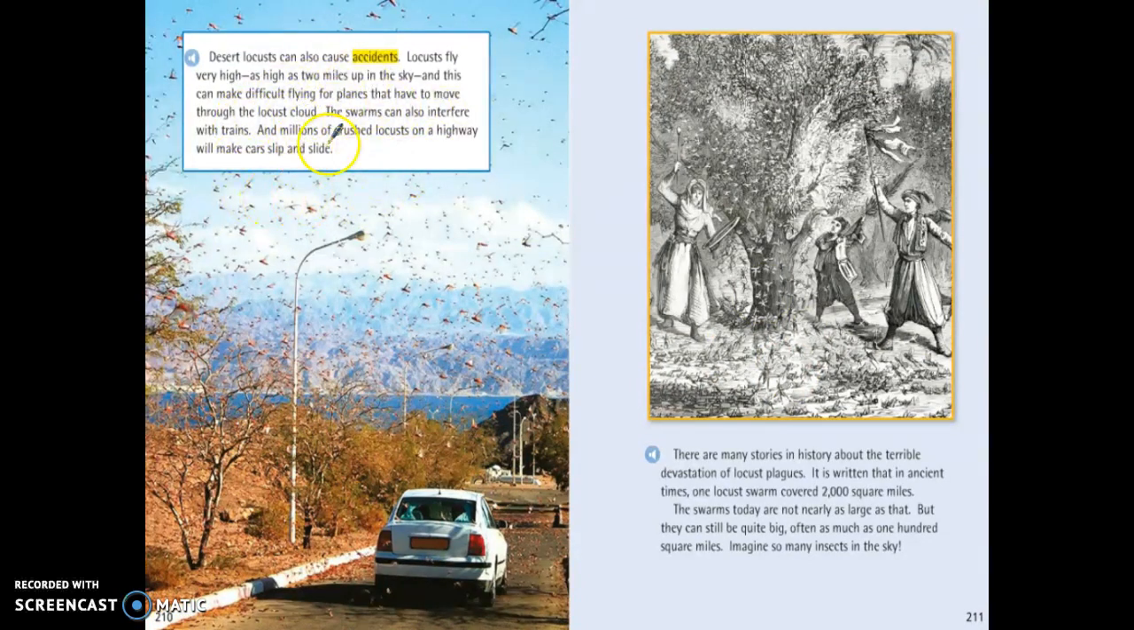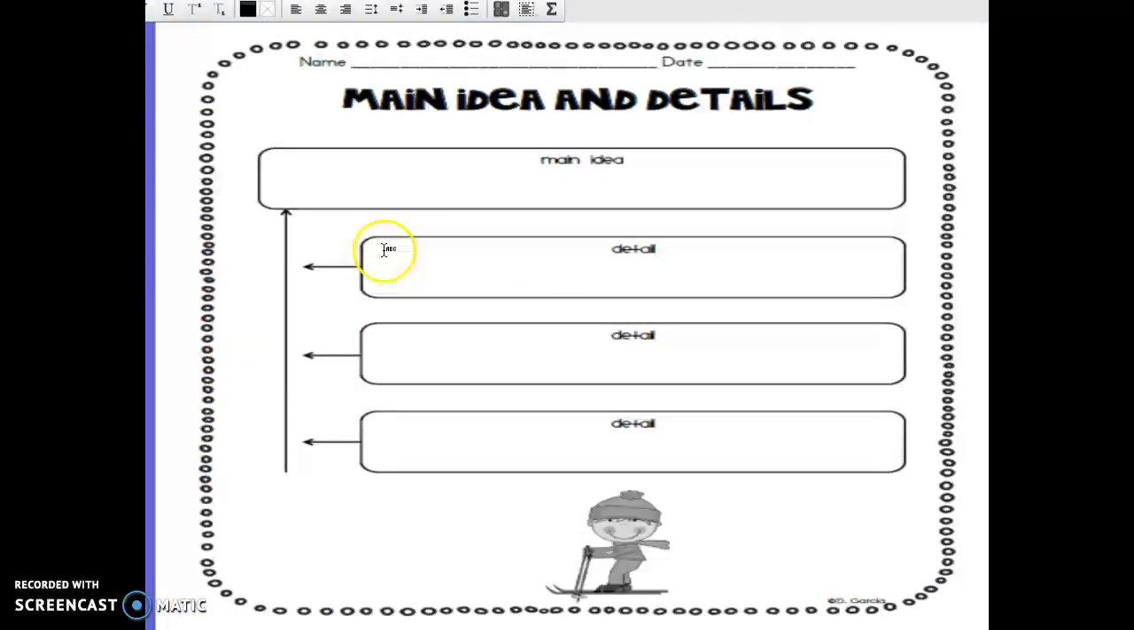What little facts, what little piece of information can we pull out of this section of text? It says that the locusts fly very high, and this makes it difficult for flying planes to move through the locust clouds. Okay, so we're going to put that over here in our chart. I'm going to summarize that a little bit and say locusts fly high, making it hard to fly planes through the locust cloud.